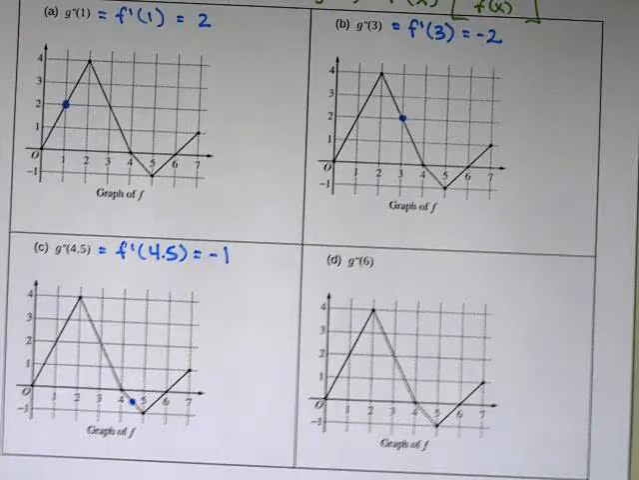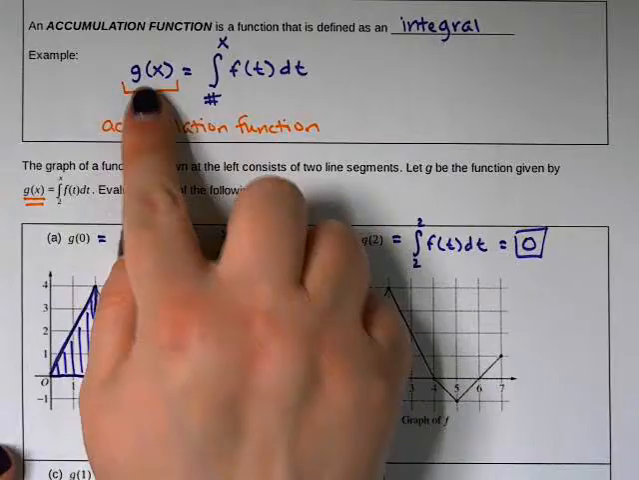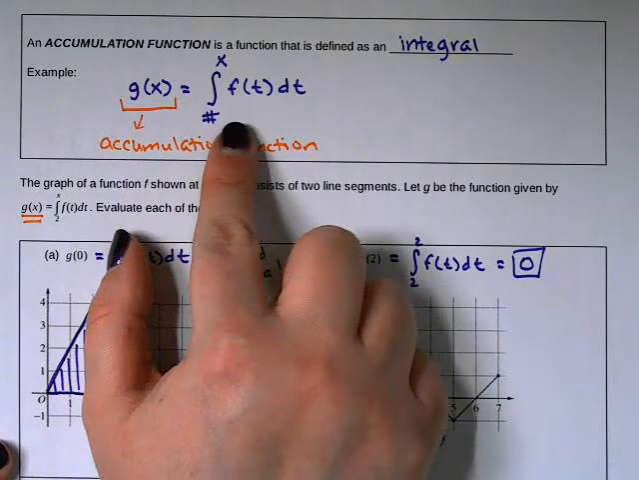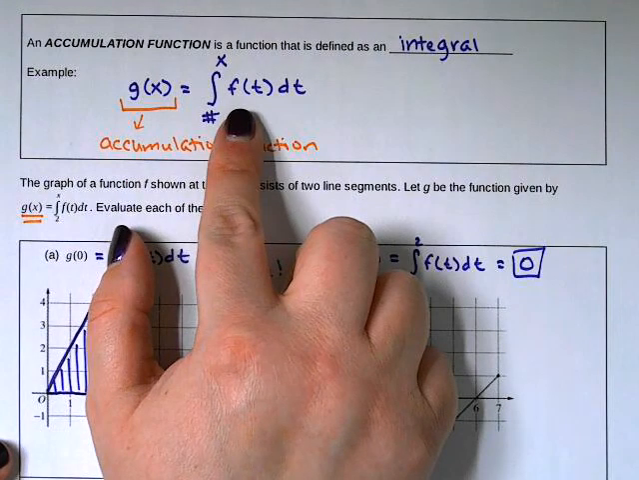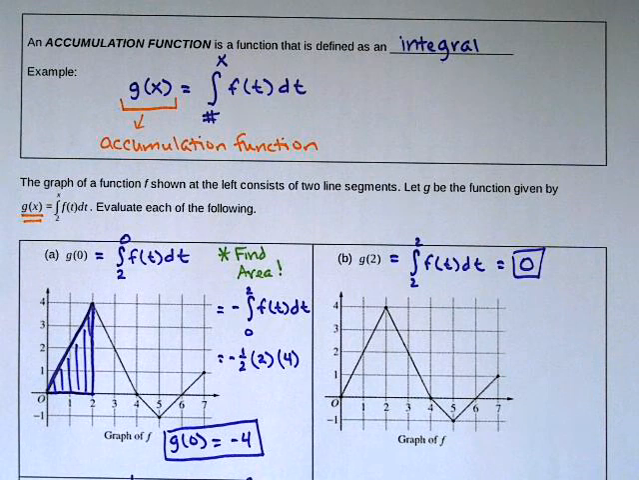But really the big idea here was that these accumulation functions are really just a function that's defined as an integral of another function. And so being able to evaluate it, we have to be able to look at areas under the curve, so the integrals. We have to be able to look at the first derivative and the second derivative of these accumulation functions. If you've got questions, please make sure you've got them written down, and we will talk in class.